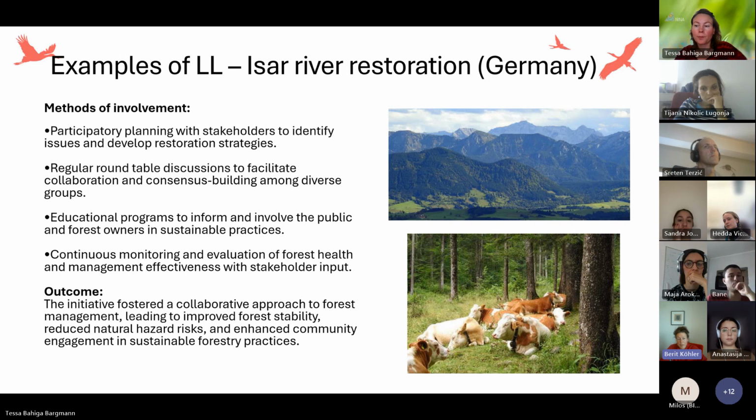So also here, a really positive outcome was described because this initiative fostered then in the end a collaborative approach to forest management and led to an improved forest stability and a reduction in the natural hazard risks. And not least enhanced the community's engagement in such sustainable forestry practices.